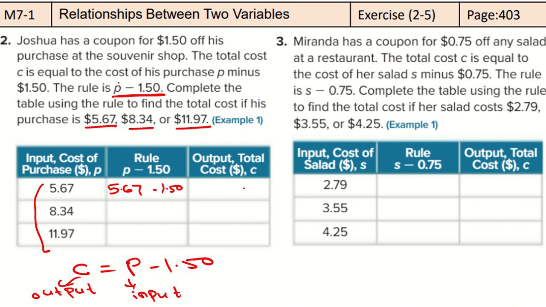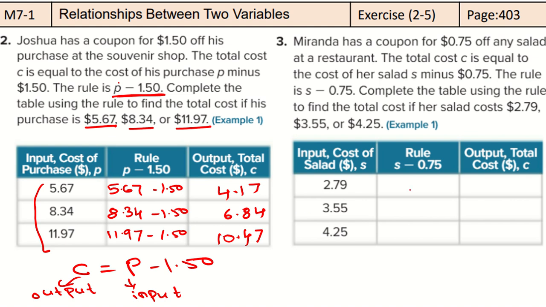So, this is minus, make it minus now. 7 minus 0, 7, 6 minus 5, 1 and 5 minus 1, 4. So, this is the output. Same here, 8.34 minus 1.50. So, this will be 4, 3 minus 5 not possible. So, take one borrow here. So, 13 minus 5, 8, 7 minus 1, 6. Same here also 11.97 minus 1.50. So, this is 7 minus 0, 7. 9 minus 5, 4. And then 11 minus 1, 10. Okay?